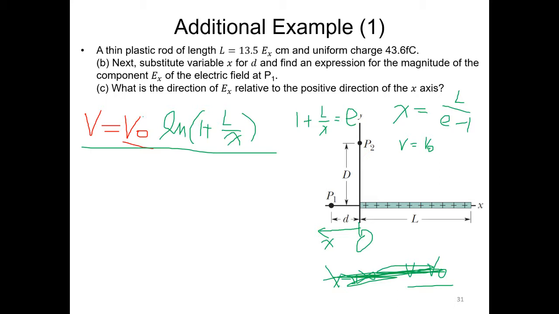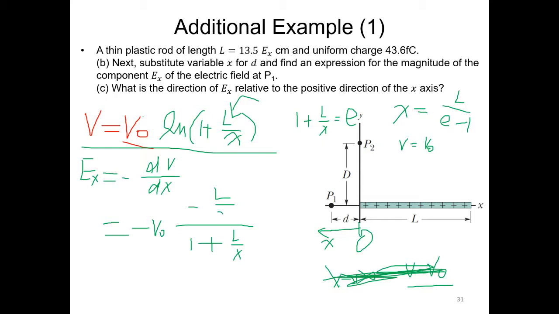So Ex can be written as minus dV dx. So we just take the derivative, something like this, 1 plus L over x, and chain rule, we take the derivative of this one, so it will become L over minus x squared. Yeah, that's correct. So it will become minus V0, L plus x, something like this.